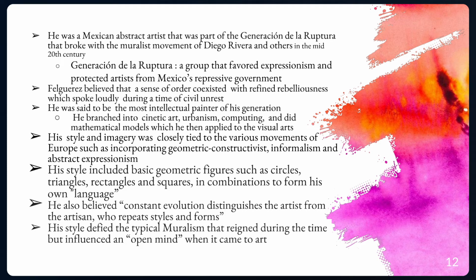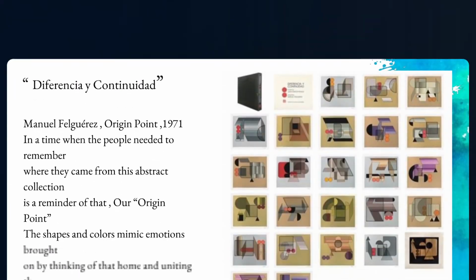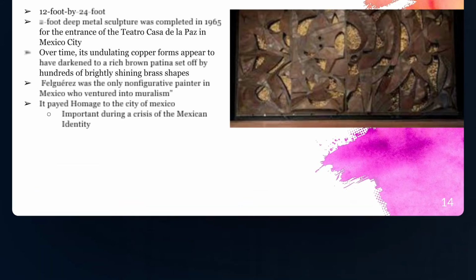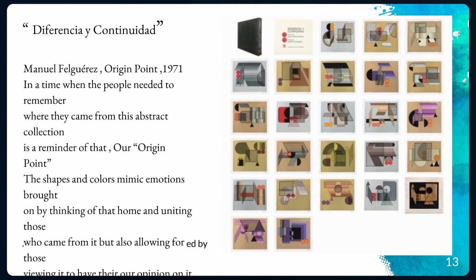His style defied the typical muralism that reigned during the time, but influenced an open mind when it came to art. Time when the people needed to remember where they came from, this abstract collection is a reminder of that. In the collection Origin Point, the shapes and colors mimic emotions brought on by thinking of that home and uniting those who came from it, but also allowing for those viewing it to have their own opinion.